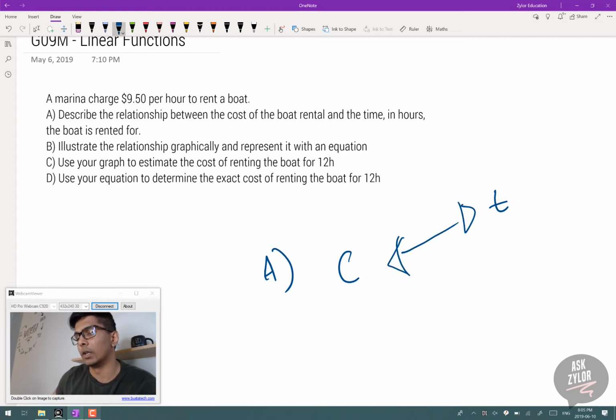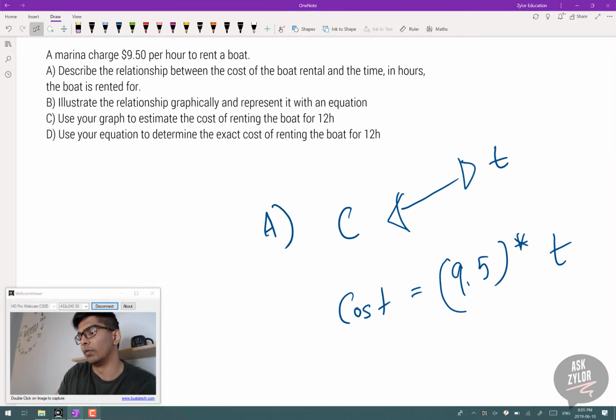We're told that it charges $9.50 per hour to rent a boat. So I'm going to say my cost should be the charge, which is $9.50, times how many hours I have. So if I use the variables that I've chosen before, I have C equals 9.5 times T.